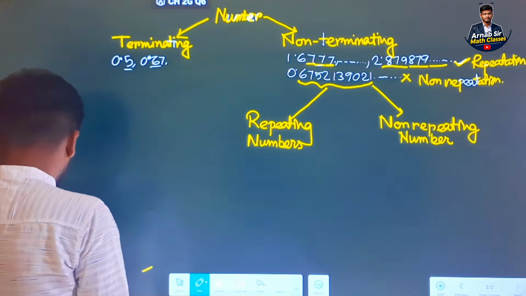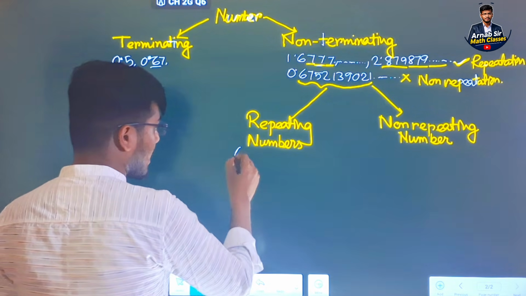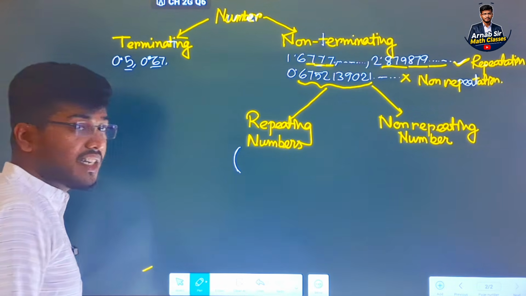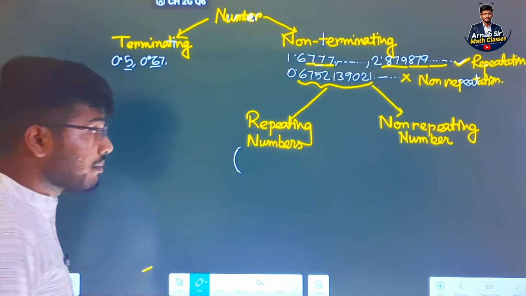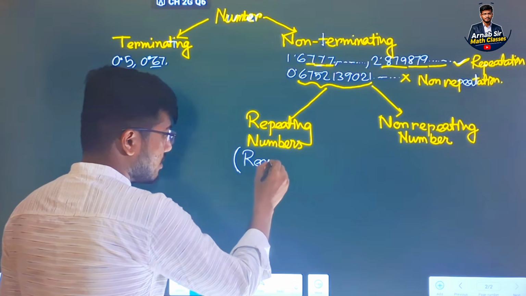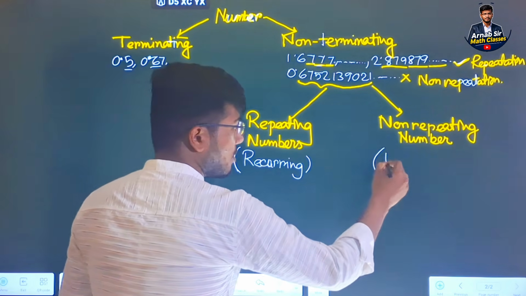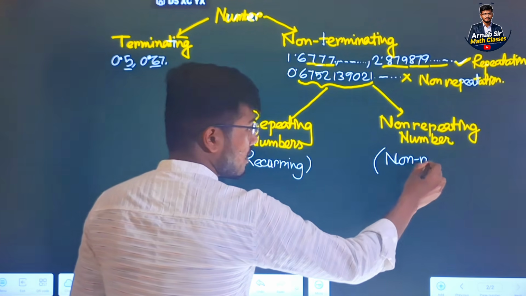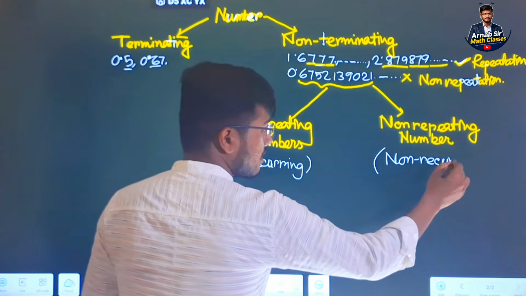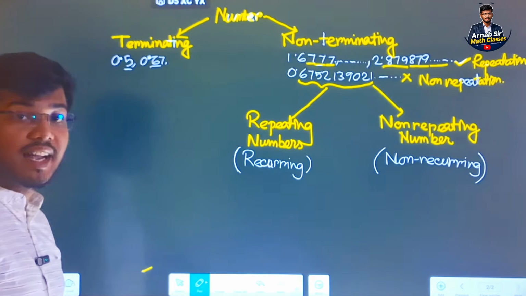And what is the another name of repeating numbers? Repeating means it is called the recurring number. And the other is non-recurring number. Okay. So what is the definition of recurring number?